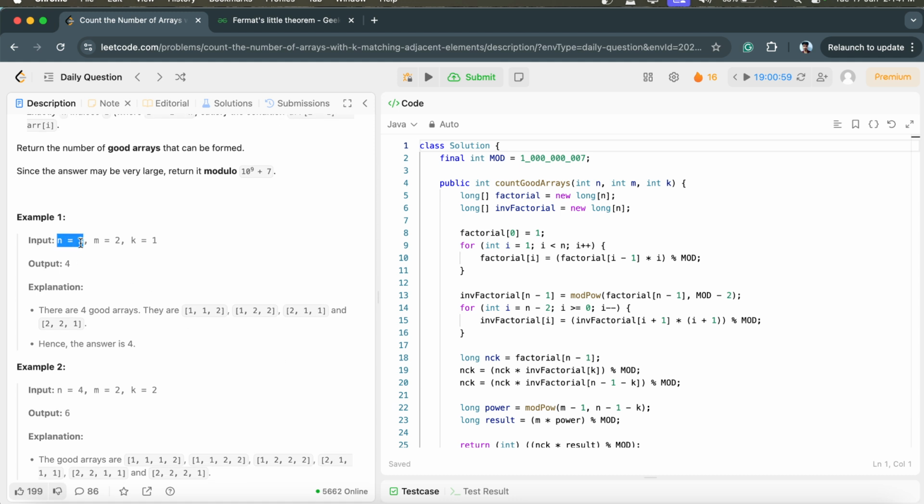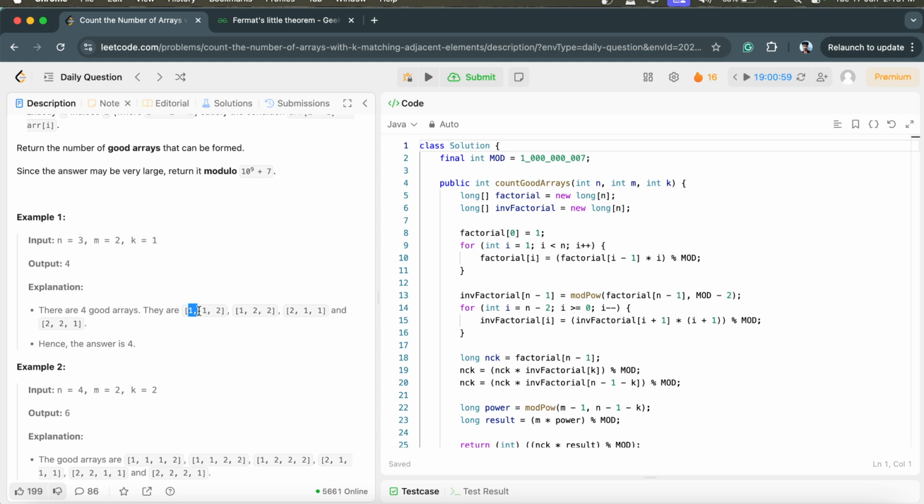So the example is n equals 3, m equals 2, k equals 1. These are the different values that we have. So the array size is basically 3. Whatever array we are trying to create, the elements we put inside are actually 1 or 2. With the help of those only we can create the array, and k is 1, so there should be one pair of adjacent elements with equal values. Apart from that, there shouldn't be any other pairs with adjacent values equal. That is something we have to take care of.